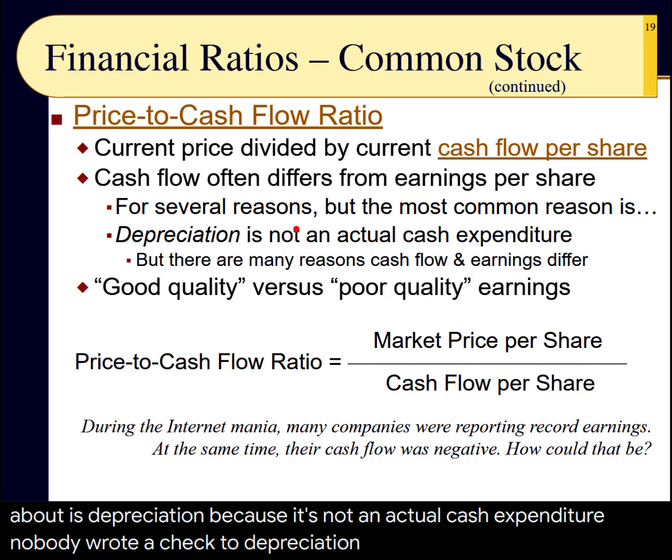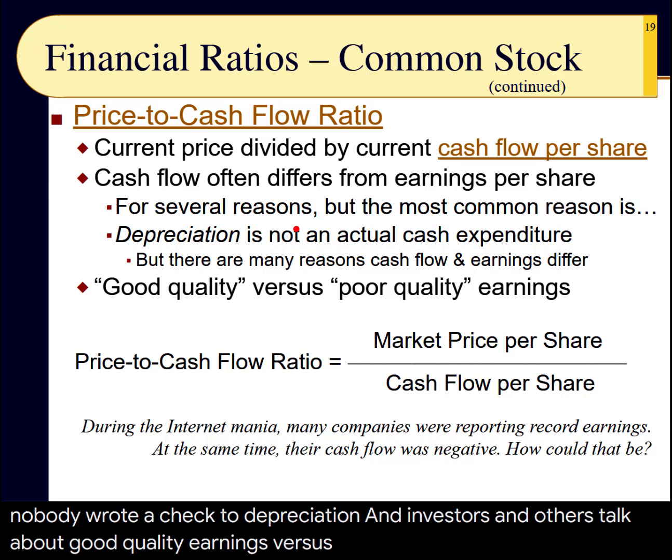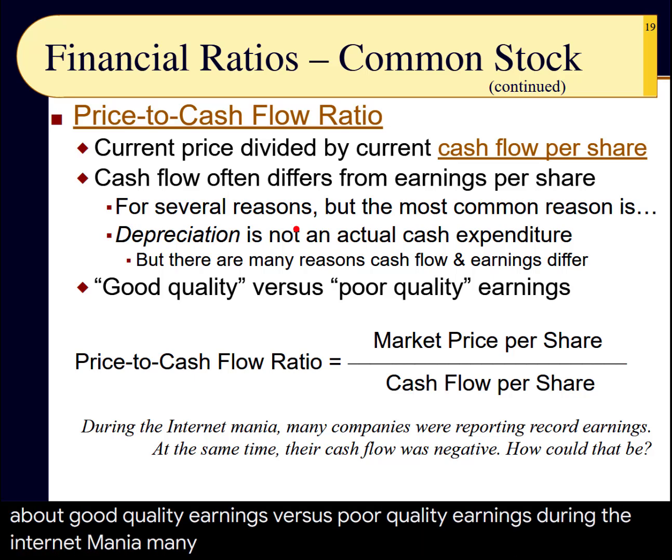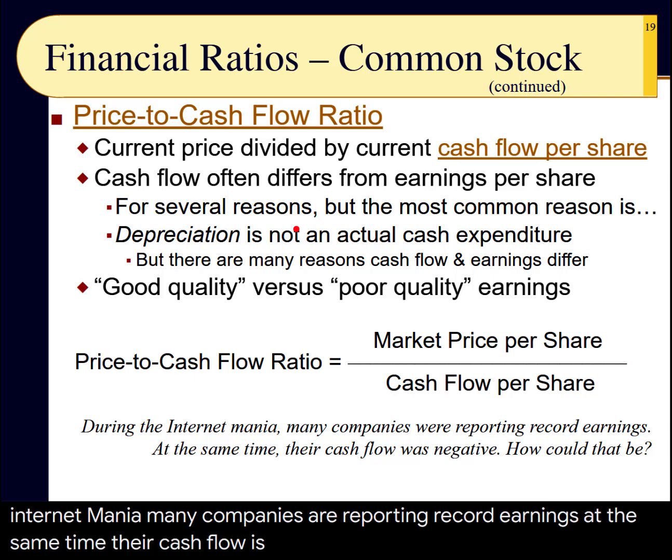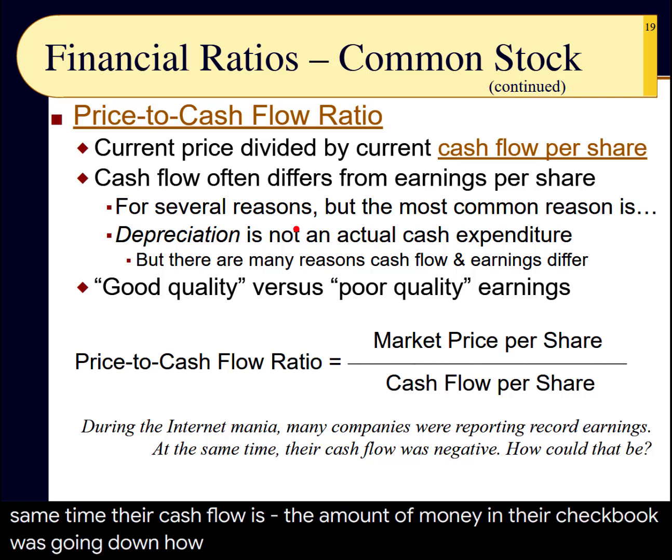And then you hear investors and others talk about good quality earnings versus poor quality earnings. During the internet mania, many companies were reporting record earnings. At the same time, their cash flow was negative. The amount of money in their checkbook was going down. How could that be? What was going on?